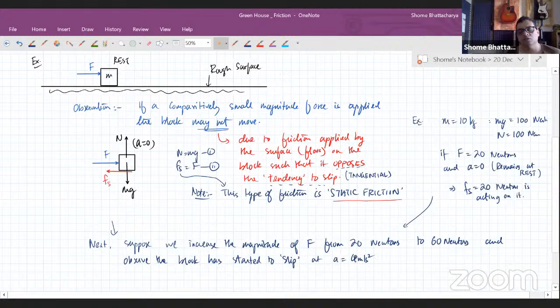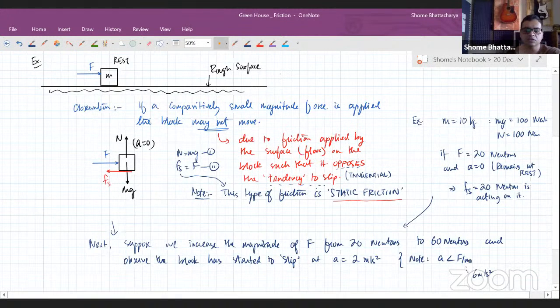So what we are observing, or let us say the acceleration is not 4, but the acceleration is 2 meters per second square. So what we are observing is that the acceleration is less than F by m, because 60 newtons on a mass of 10 kg, had the acceleration been F by m, it should have been 6 meters per second square. But the acceleration is less than 6 meters per second square. It's only 2 meters per second square. So why is this happening? Again, because friction is acting, but this time a different type of friction is acting. And that type of friction is called kinetic friction.